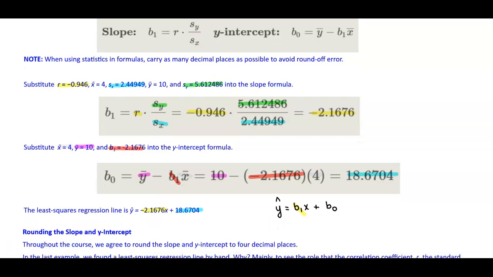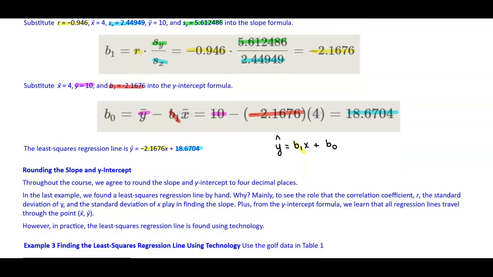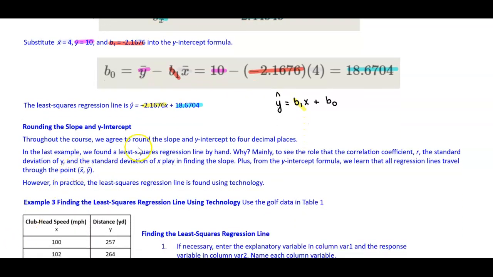Okay. All right, now rounding the slope and y-intercept. Throughout the course, we agreed to round the slope and the y-intercept to 4 decimal places.